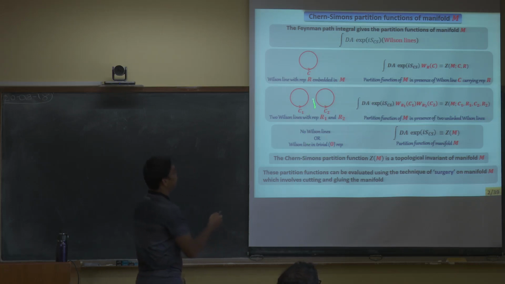We can also have a Wilson line in the trivial 0 representation, or equivalently no Wilson line. Then this integral will give simply the partition function of the manifold. Now, since this action was a topological action, this integral will give the partition function, which will be a topological invariant of the manifold M.